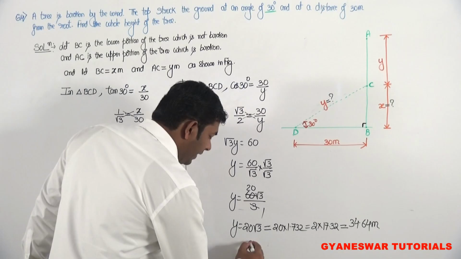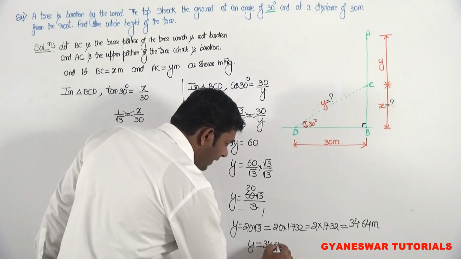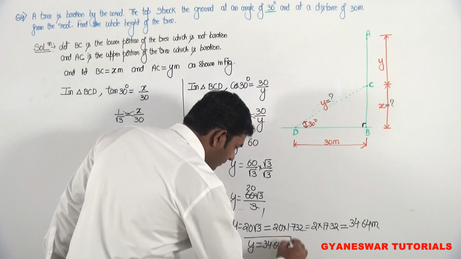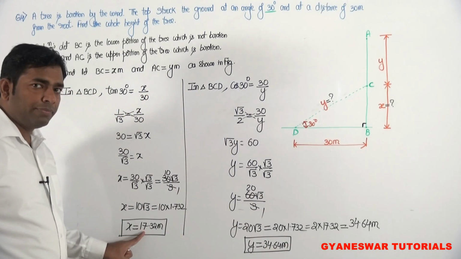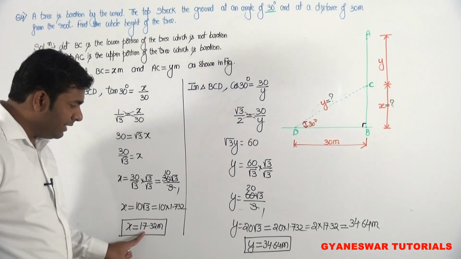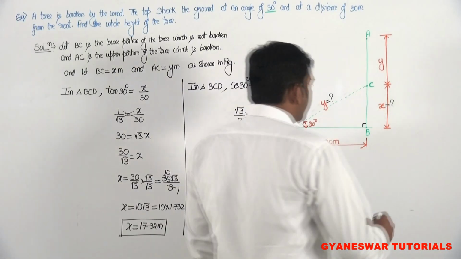So y is equal to 34.64 meters. This is the length of the tree portion which is broken. And the other is the length which is not broken. So what is the total height?